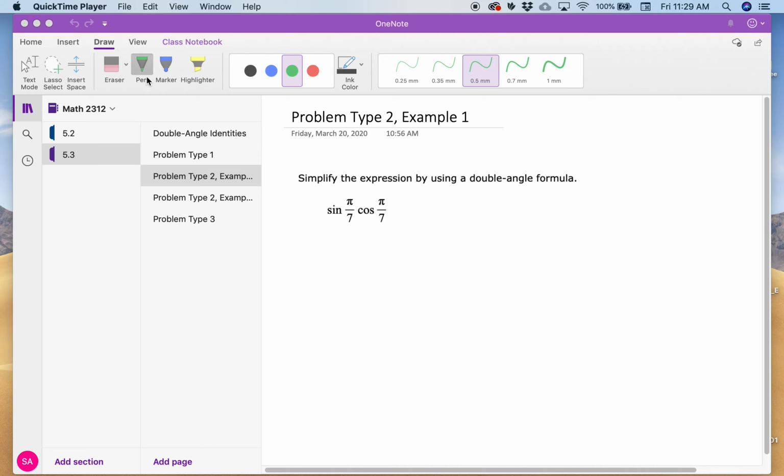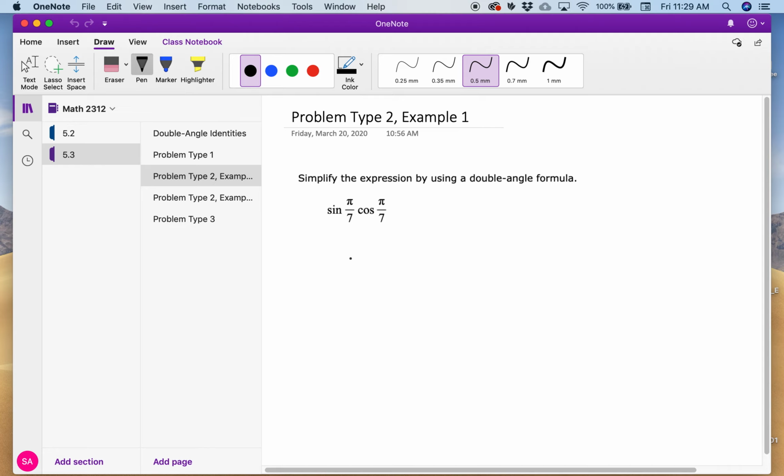So here we have: simplify the expression by using a double angle formula. They give us sine of pi over 7 times cosine of pi over 7. Okay, we need to simplify this. And usually when they say simplify, we want to bring it down to one trig function or a number.